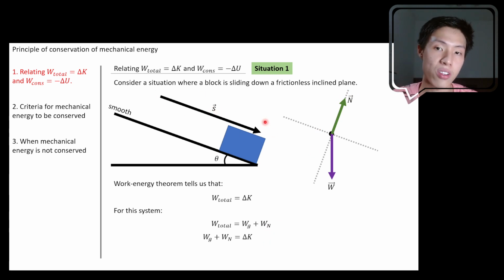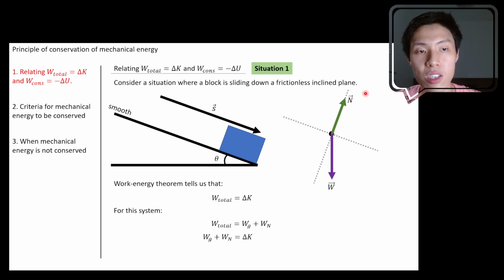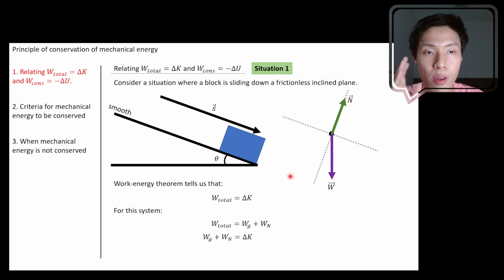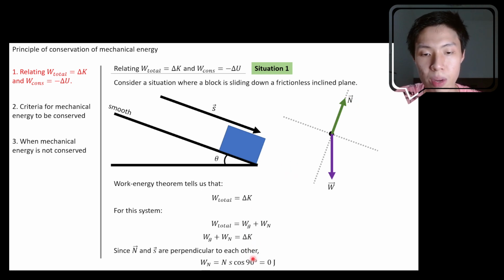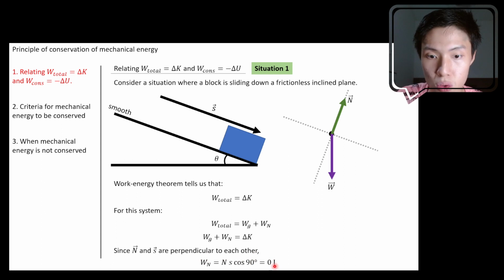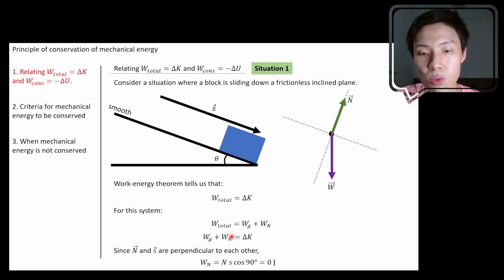At this point, one should notice that the normal force and the displacement are perpendicular to each other. The displacement is parallel to the x-axis, whereas the normal force is parallel to the y-axis. So when finding the work done by the normal force, the angle between the normal force and the displacement is 90 degrees. Since cos 90 degrees equals 0, the work done by the normal force is 0 joules.